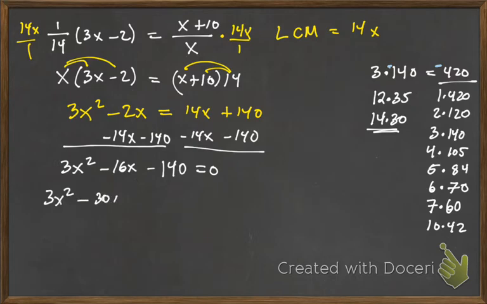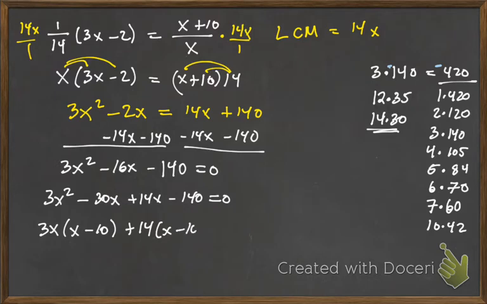So 3x squared minus 30x and plus 14x. Now you could have done the 14x first and then minus 30x second. It'll work out just fine. Minus 140 equals 0. GCF of the first two is a 3x, so we can factor that out. And the GCF of the second is 14. Okay, and then we got the x minus 10s in common, so we'll factor that out. And 3x plus 14 is left over.